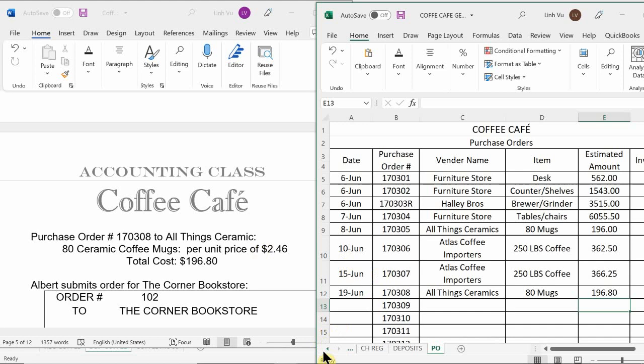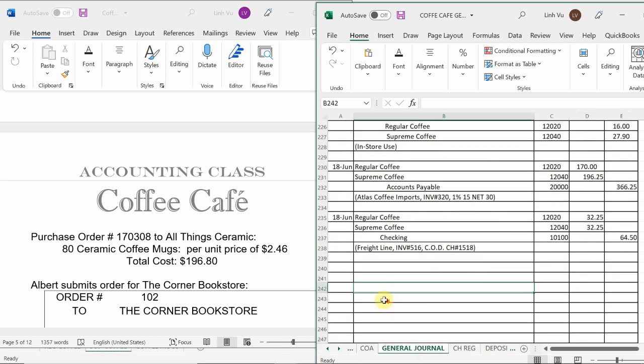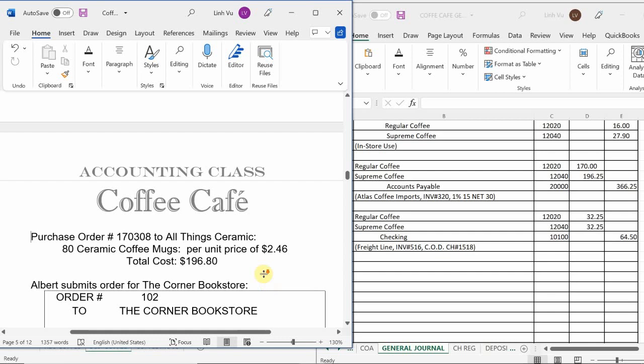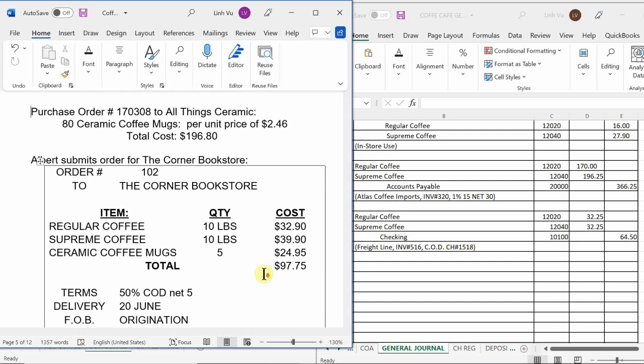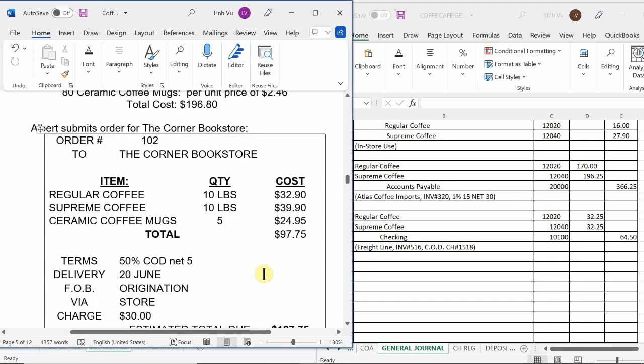Good. So no transaction there, right? All we did was just order. So then let's take a look at what happened next. Here, Albert submits another order for the corner bookstore. Okay. Corner bookstore wants 10 pounds of regular coffee, 10 pounds of supreme coffee, and wants 5 coffee mugs.